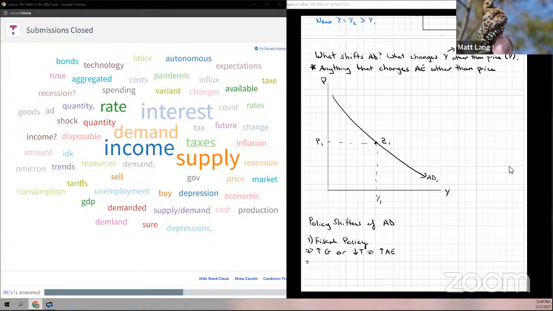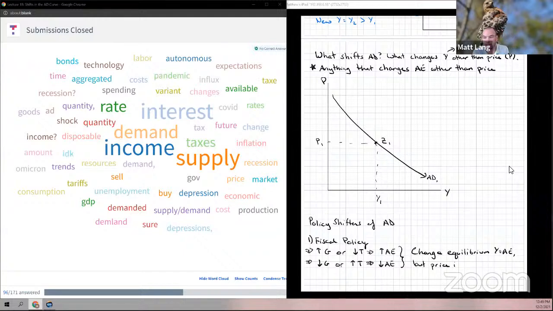We could also go the opposite direction, decrease G or increase T, and we'll see AE go down, just like it did a couple weeks ago. Both of these things will change our equilibrium Y equals AE, but price is unchanged, at least initially.